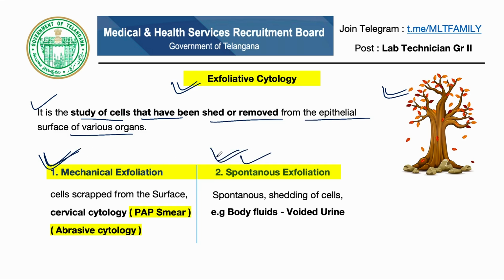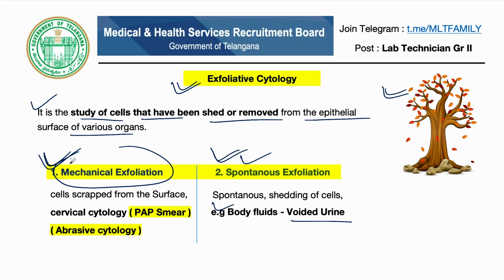So spontaneous exfoliation means cells are shedding spontaneously, that is, without any outside intervention. This includes voided urine. You see certain cells in urine, right? Do we mechanically exfoliate those cells? No, it is an example of spontaneous exfoliation.